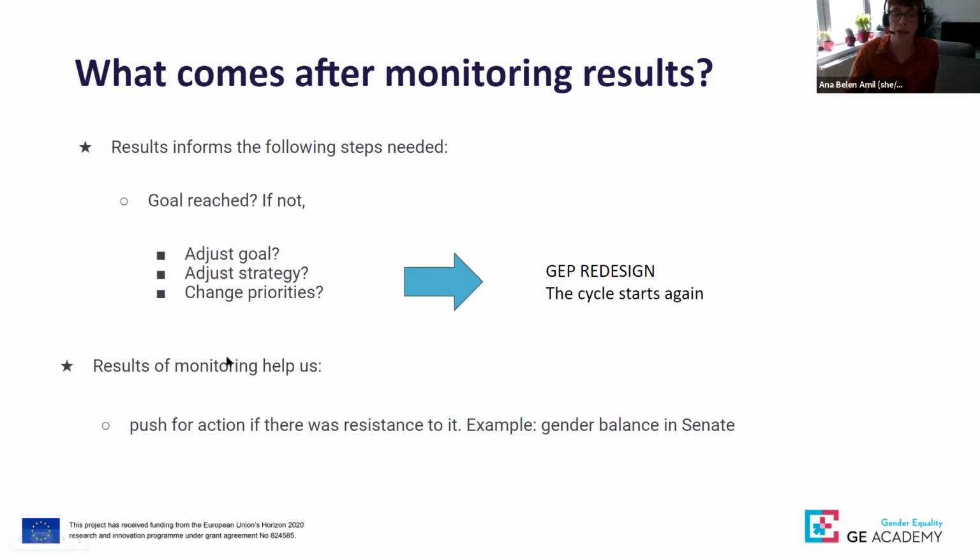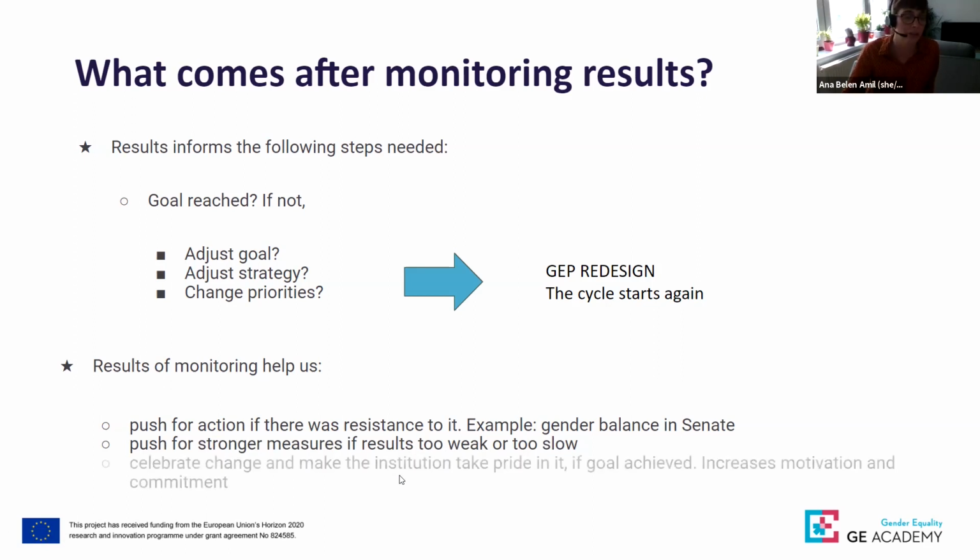So the results of monitoring, if they're positive, will encourage people to move forward and increase the motivation. If they are not so positive or really bad, then we will have another argument to push for action. So this is a bit of a repetition, but this monitoring will help us push for stronger measures if the results were too weak, too slow, or inexistent. So zero change occurred. And celebrating change, as Karim also mentioned, and making the institution take pride in the change, if the goal is achieved, will increase the motivation and the commitment from stakeholders. Sometimes it takes a lot of effort to implement a measure in the organization, and you face loads of resistance. But if you can show improvement, then everybody likes to take pride in it, and that will push people forward for more change.